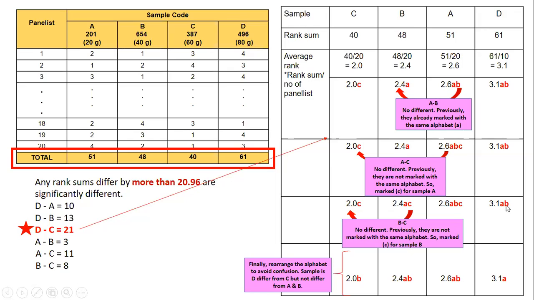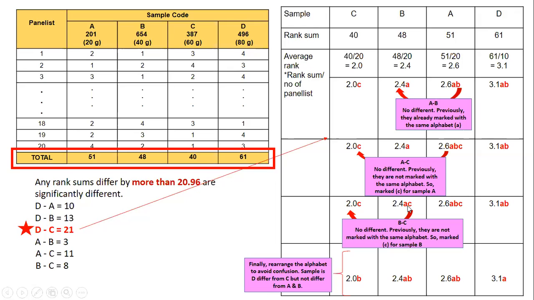Sample D dapat A and B, sample A dapat A, B, C, sample B dapat A and C, sample C dapat C. Okay, tengok betul-betul. Sample D ada alfabet A, B, sample A ada alfabet yang sama. Bermaksud sampel D dengan A ni tak ada perbezaan pun yang ketara. Kemudian sampel B sama juga dengan A, sama juga dengan D, ada A. Sebenarnya tiga-tiga ni tidak ada perbezaan yang ketara. But we have more than one alphabet. Okay, we need to rearrange so that people are not confused.